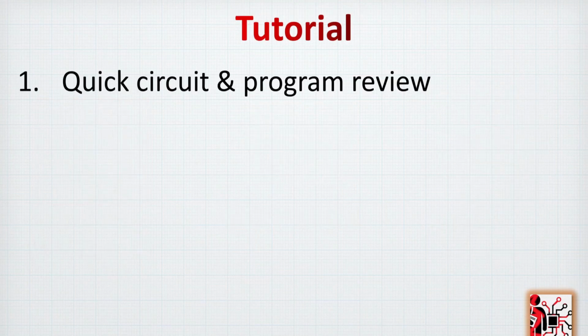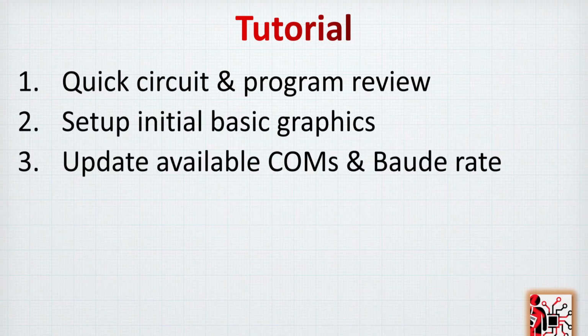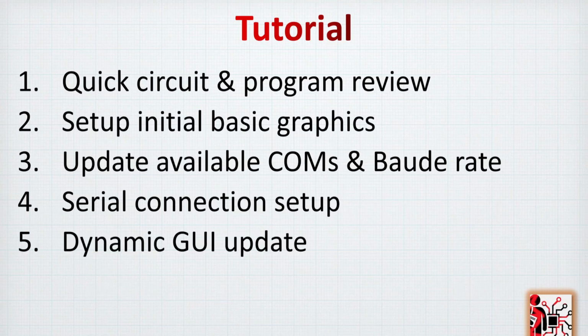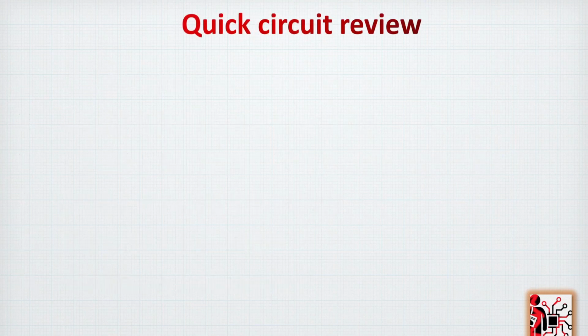So first of all, we need to have a quick review of the circuit and the program that we are going to build. Then we are going to jump directly to the code and set up the initial basic graphics for the interface. After that, we have to update the available COM ports and baud rates, so we'll have an enriched menu for the user. After that, we set up the serial communication. Finally, the dynamic GUI update, and if needed, some testing and debugging.